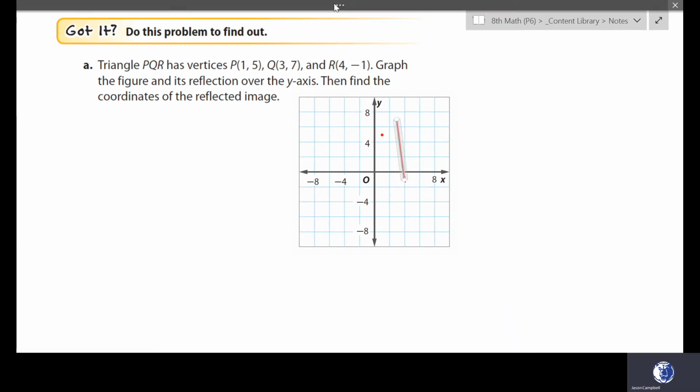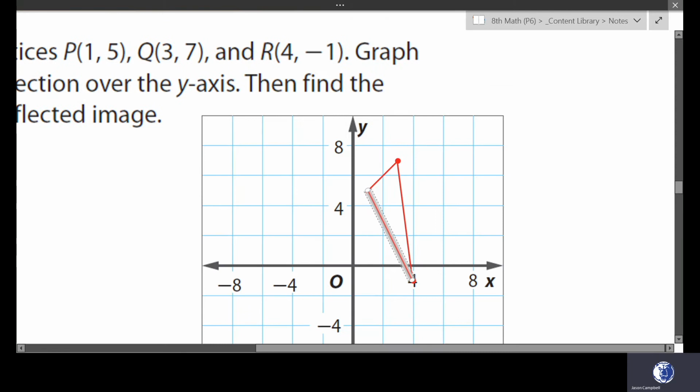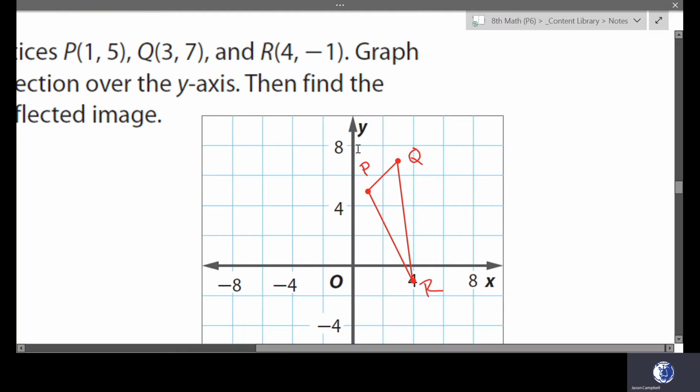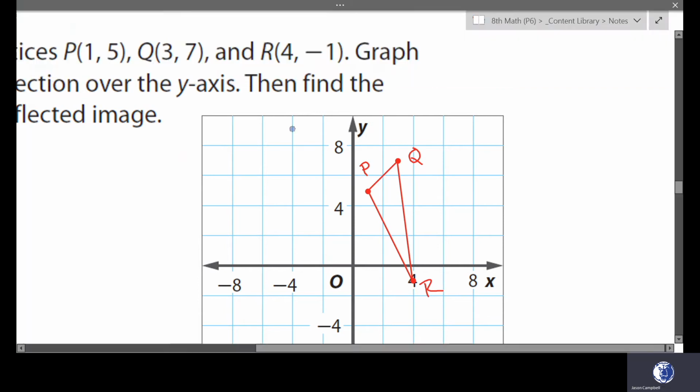So we'll have a line from there to there. Here to here. And from here to here. And those points are given to us. That is P, Q, and R. And it wants us to reflect over the y-axis, which I could do pretty easily.